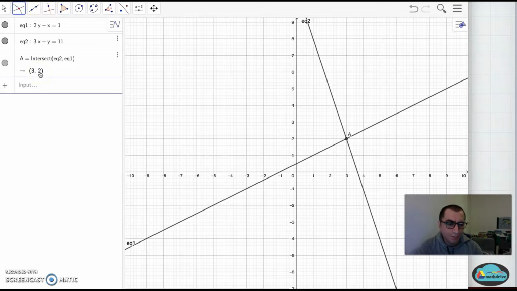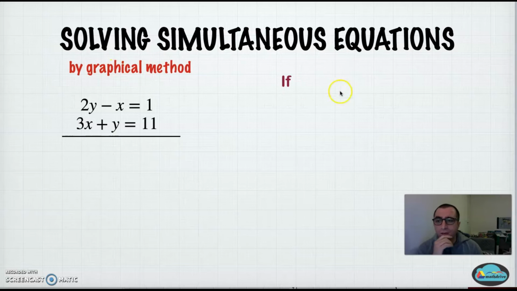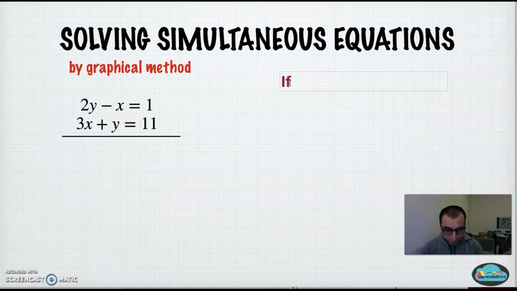So x is equal to 3 and y is equal to 2 are the solutions for this pair of equations. And I know some of you are saying, no, we are not allowed to use a graphical calculator. How am I supposed to solve this? In that case, you are going to give some random values first to plot the graphs. If you have access to pen and paper and one ruler, that is fine.